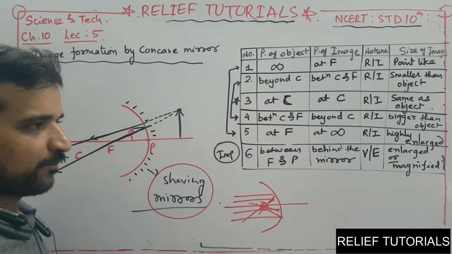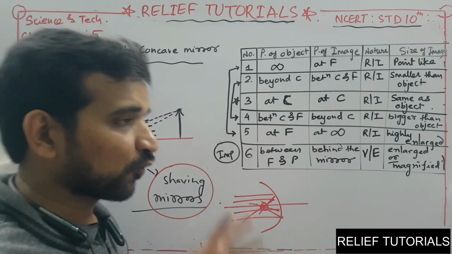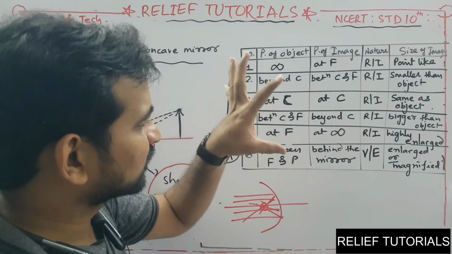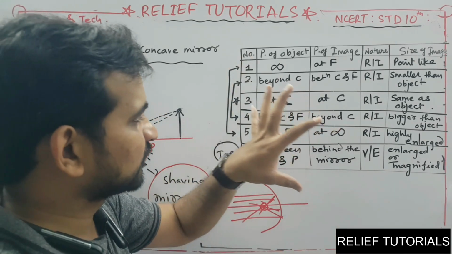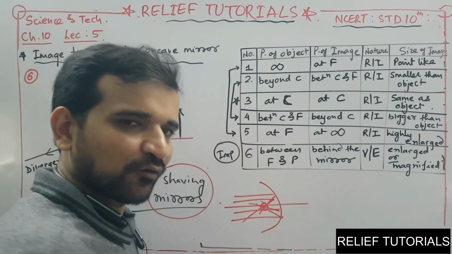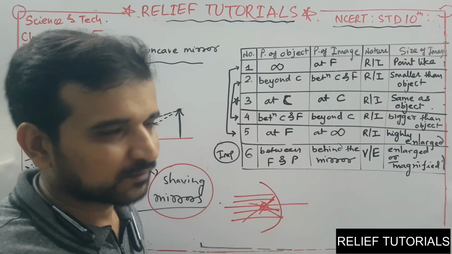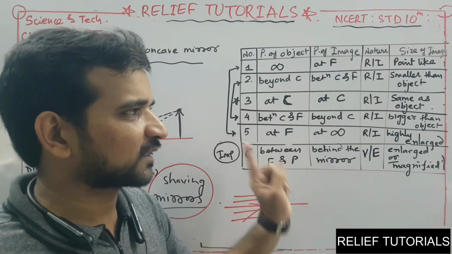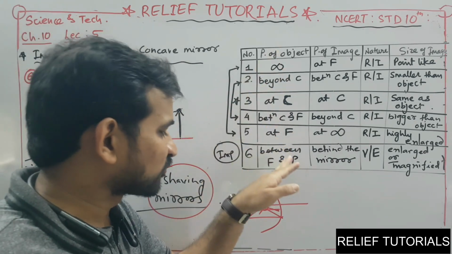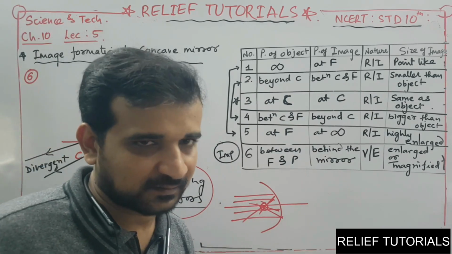See students, this is the most important part of the whole chapter. This is the base of the chapter. The further chapter will be totally dependent on this table. So you have to be very clear about the table. You have to learn this table today only, after this lecture only. Otherwise, the next lecture will be very difficult for you, because at most of the places you have to use these concepts. Sizes you have to remember, places you have to remember. Based on the position of the object, you have to quickly answer the position of the image, nature, and size.